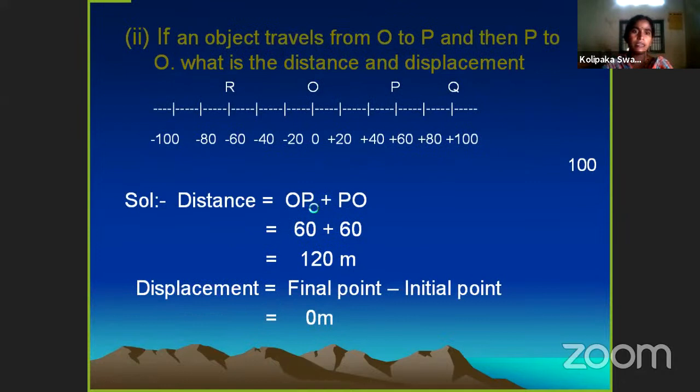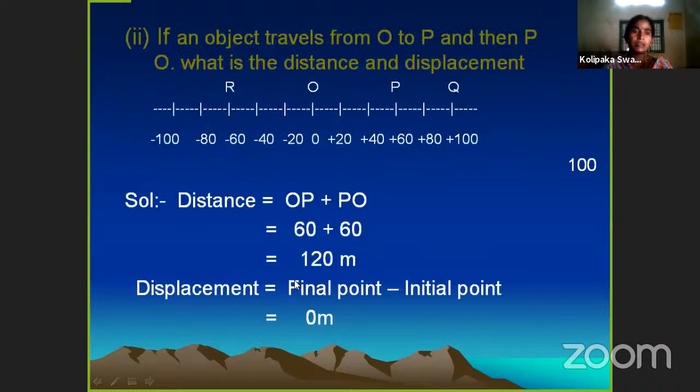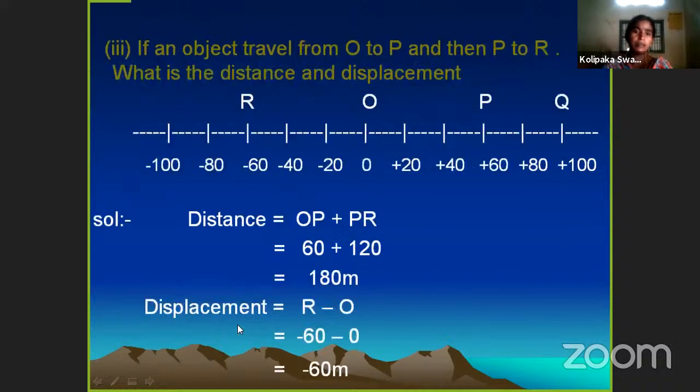Okay, now see, in the first case, the displacement is positive 40 meters. It is positive. And in the second case, it is 0. That means displacement is either positive or 0 or negative. In the third case, the displacement value is negative. The displacement is either 0 or negative or positive.